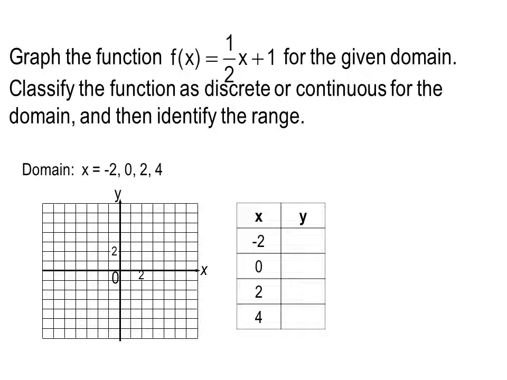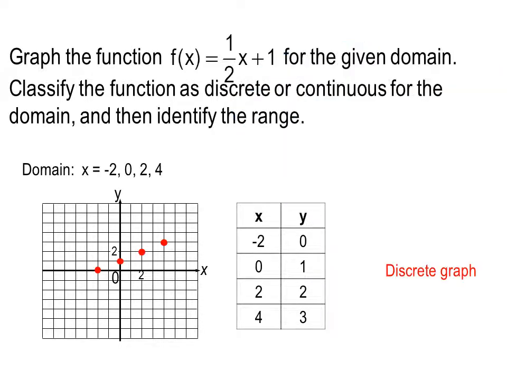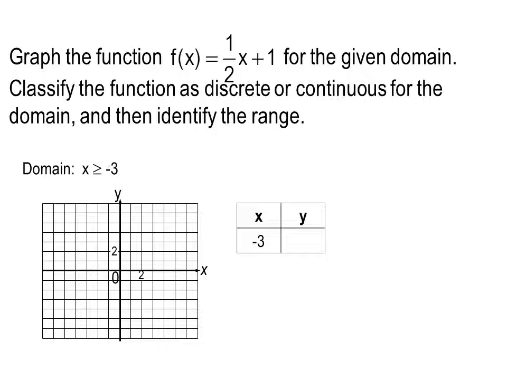So we take the given domain values and substitute them into our function rule to get the range. Now we'll plot the points. This is a discrete graph because it gave me specific points to plot. Okay, here's the second set.